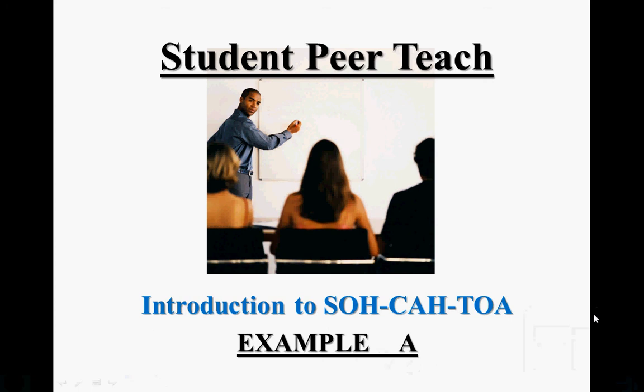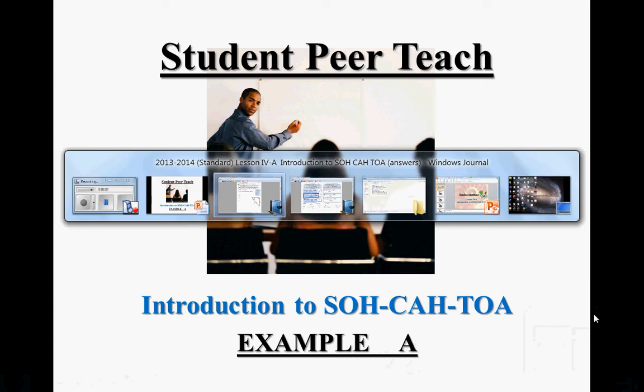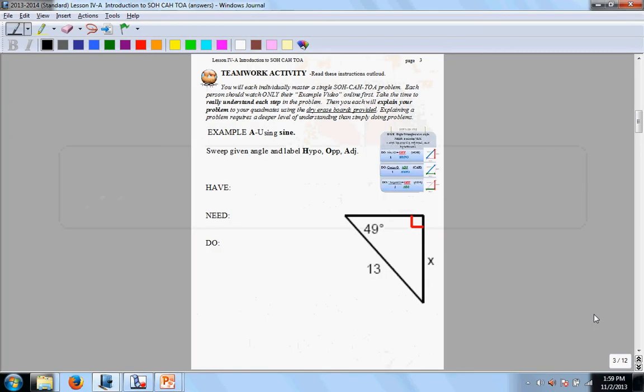This is a student peer teach problem, example A. Step 1, you always want to coach your classmates to first sweep the given angle and label the hypo, the opposite, and the adjacent. So in this problem, our given angle is the 49.